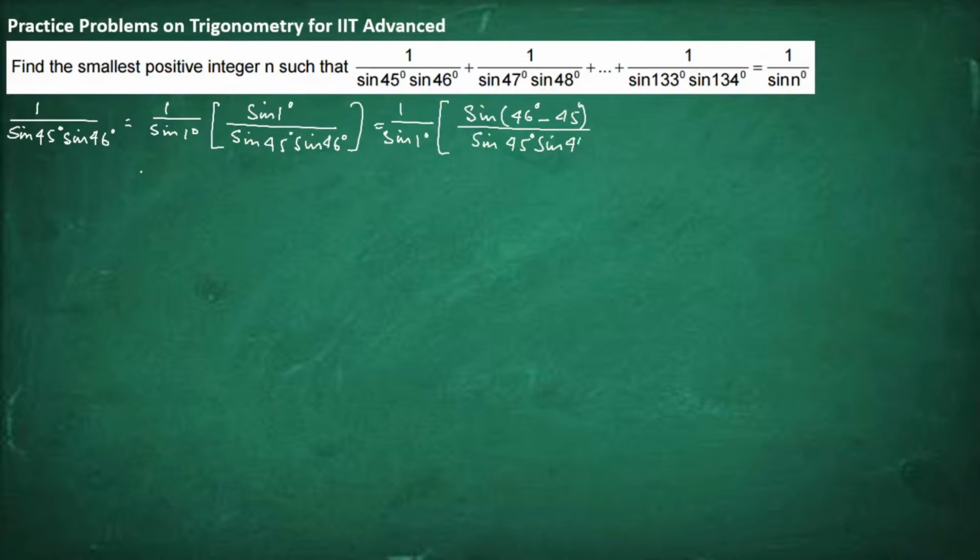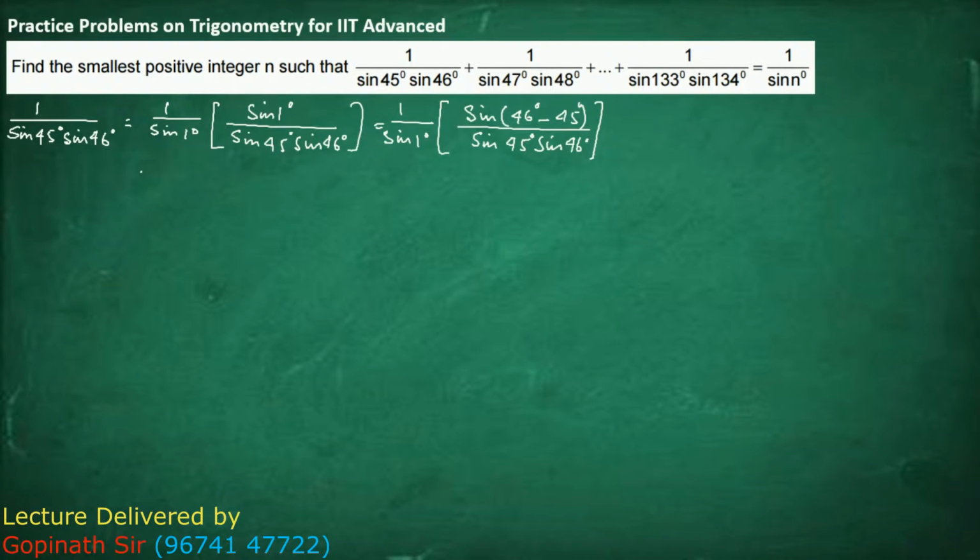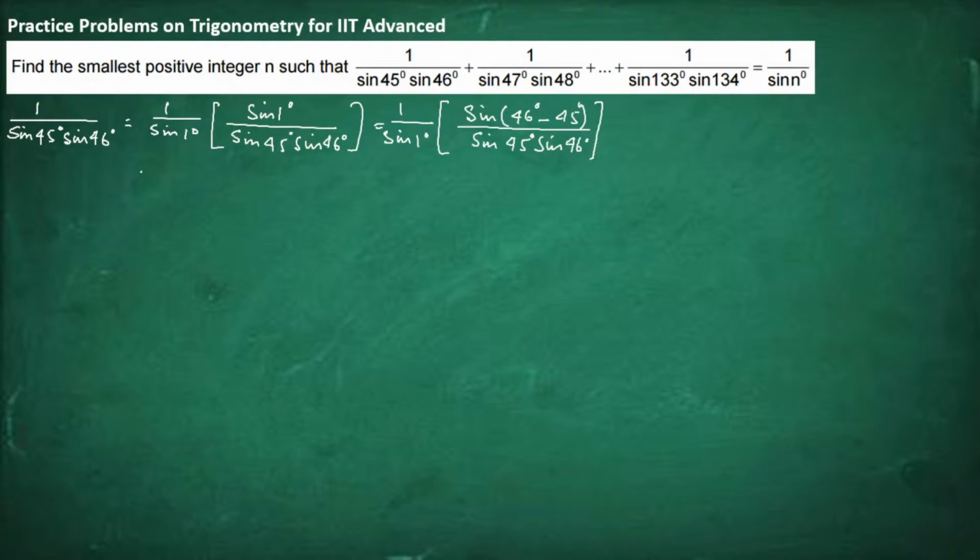Now, this kind of problems are frequently asked in IITJEE. They want to check whether you know this kind of manipulation or not. It's a very important point to be noted. Now, if I just expand the numerator, we are applying sine A minus B formula. So we are getting sine A cos B minus cos A sine B. And if we separate it with sine 45, sine 46 degree, we are going to get cot 45 degrees minus cot 46 degrees, right?